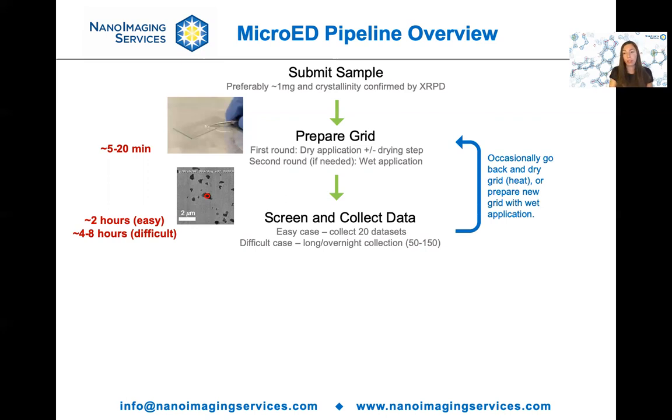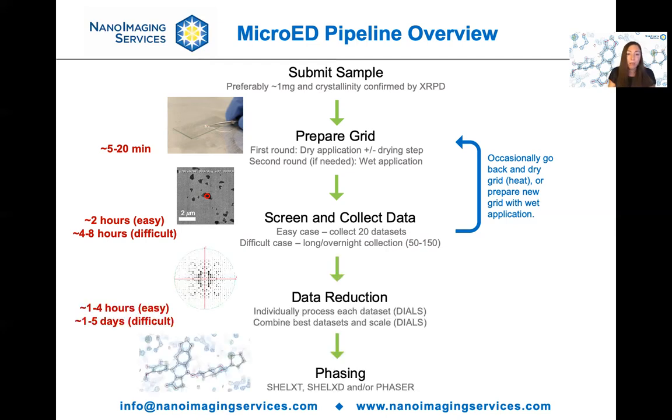Occasionally, if we put the first grid in the microscope and see some problems there, we might go back and prepare another grid, potentially adding a heating step to remove water or low molecular weight contaminants, or we might try resuspending the crystals or charging the grid to get better crystal density onto the grid.